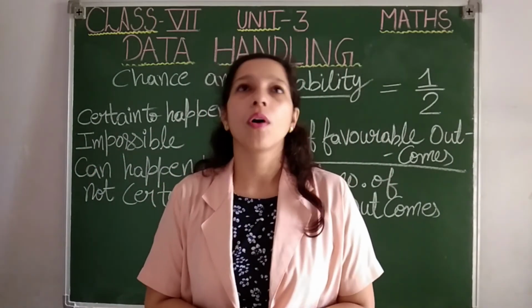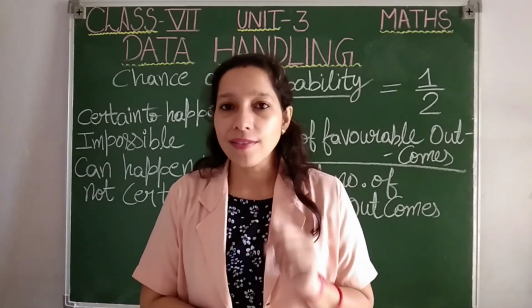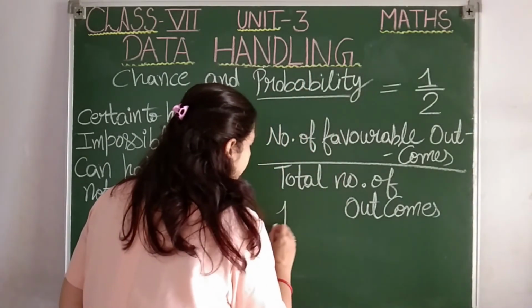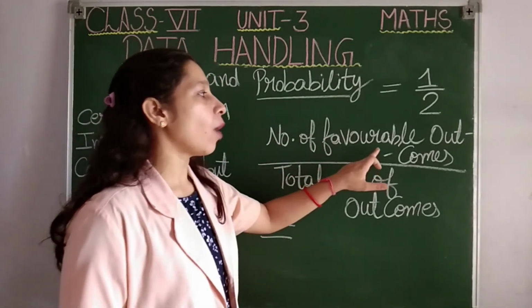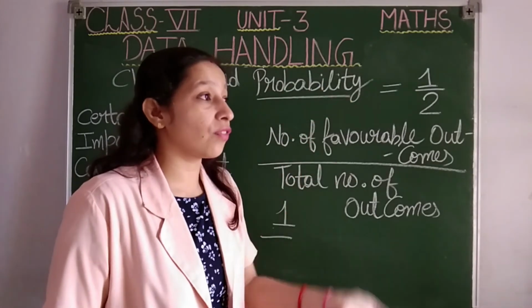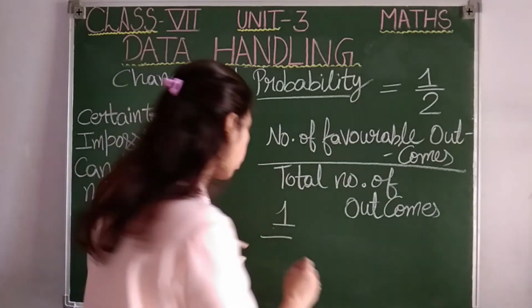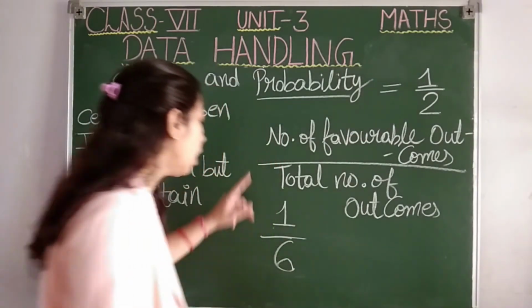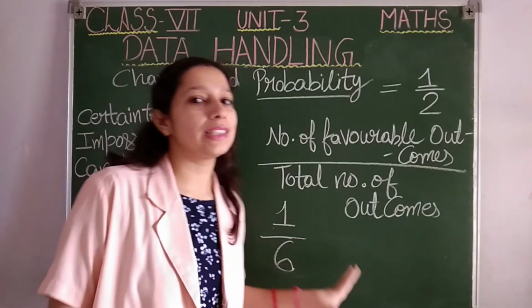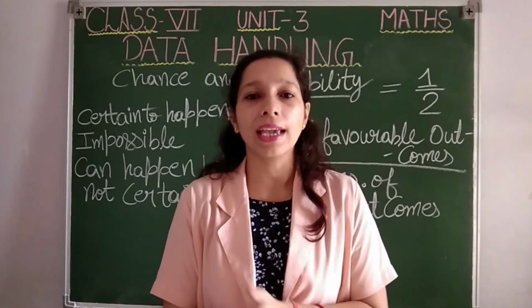Now if I ask you, what is the chance that on flipping the dice, I will get 5? How many 5s are there on the dice? Only one 5. So its probability will be 1. Number of favorable outcomes: मुझे 5 चाहिए. What is the favorable outcome? Only 1. If I flip the dice, I can get 5. How many times? Only 1 time. What are the total outcomes? The total numbers written on the dice is 6. There is only one chance of getting 5 from 6 chances. Clear, students? So this was our chance and probability.